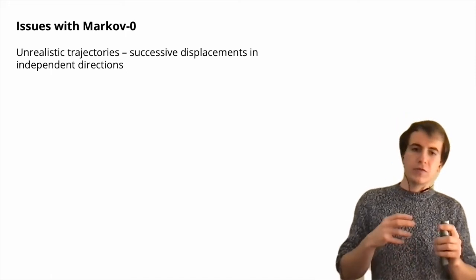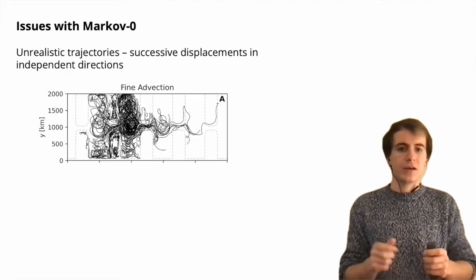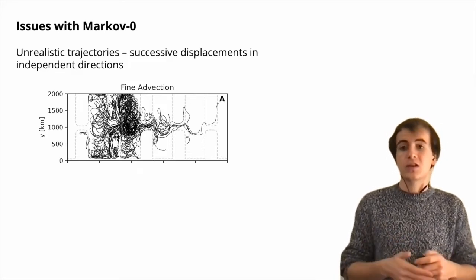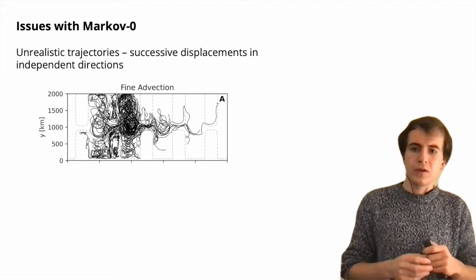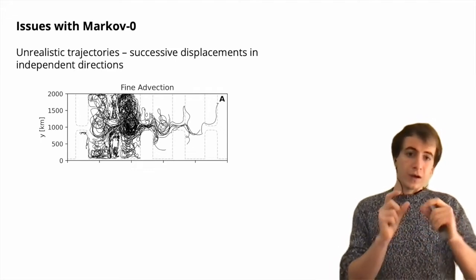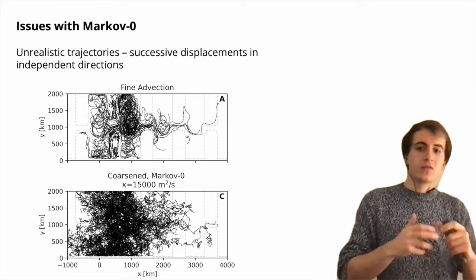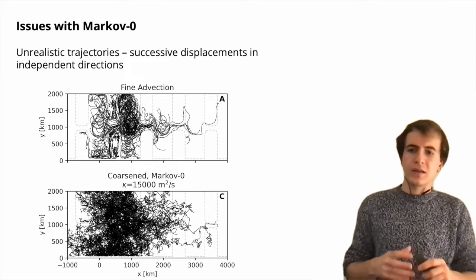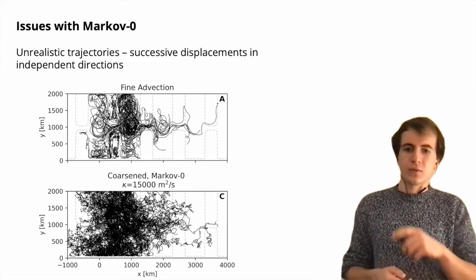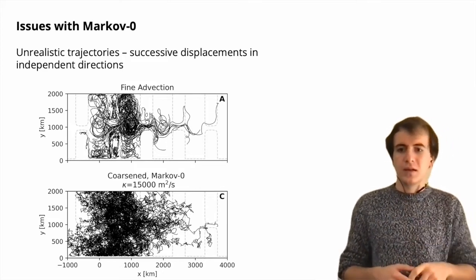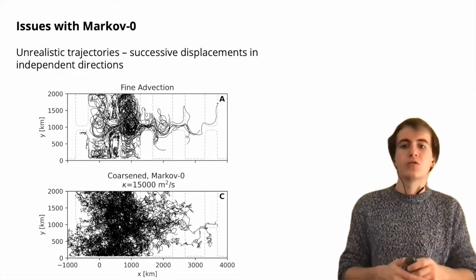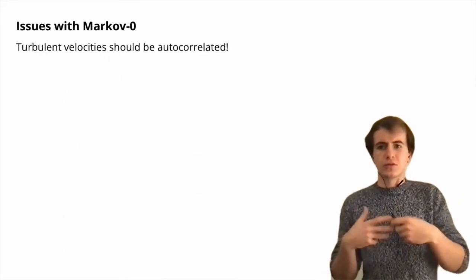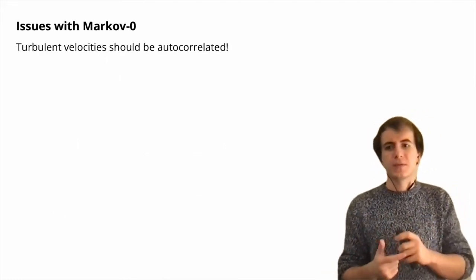and will move in different directions at every time step. If we look at advection in the fine resolution MITgcm channel model, we get these trajectories that are shown here. But then if we coarsen the fine flow field and add on top of that the Markov 0 model to account for the missing dispersion, then we get these very erratic trajectories with particles moving in these very angular motions. So the turbulent velocities should actually be autocorrelated in each time step.